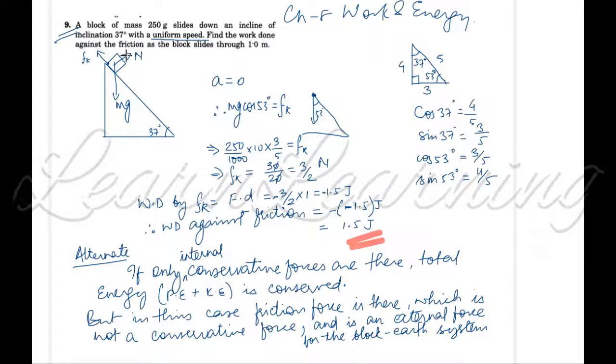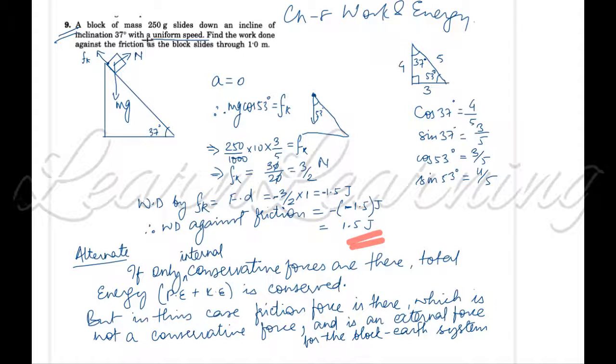We have seen in Newton's laws of motion that when the block comes down, it has to come down with an acceleration because there will be a force downwards. But in this case, we have to make sure that this block is not moving with an acceleration. So there is uniform speed by which the block is moving. The question here is, find the work done against the friction as the block slides through 1 meter.